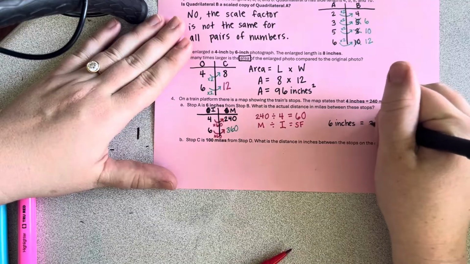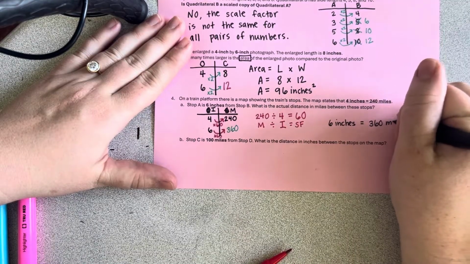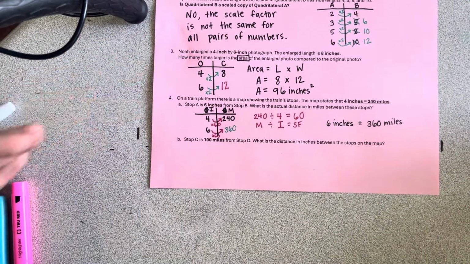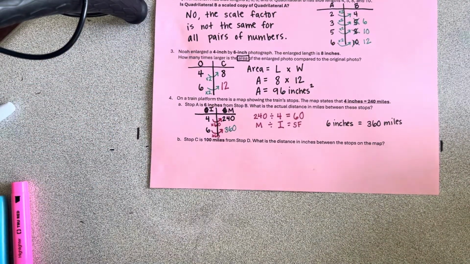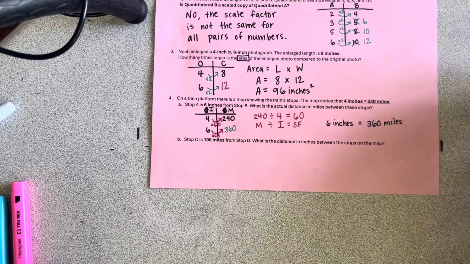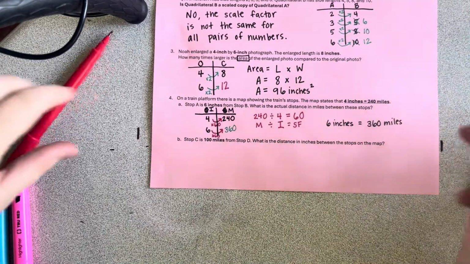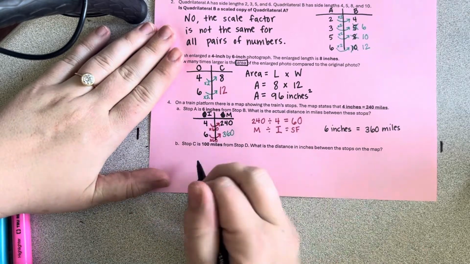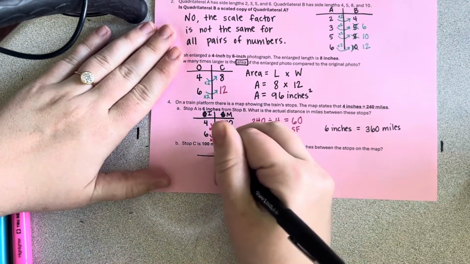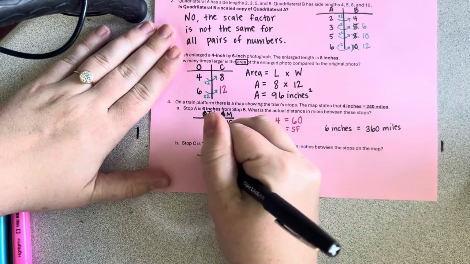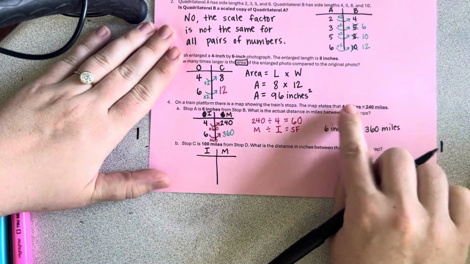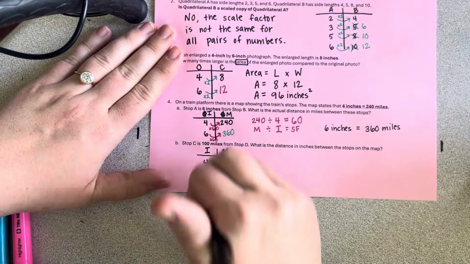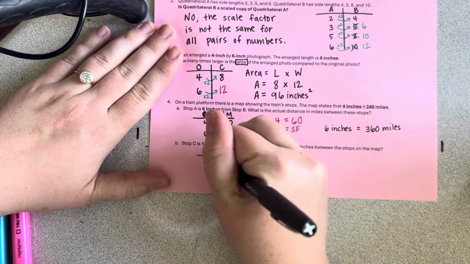So we would say 6 inches equals 360 miles. So I'm still using my same process of figuring out scale factor. I'm just applying it to a different problem. Stop C is 100 miles from stop D. What is the distance in inches between these stops on the map? So I'm going to make another table using inches and miles, using my same original scale. So I know that 4 inches is equal to 240 miles.